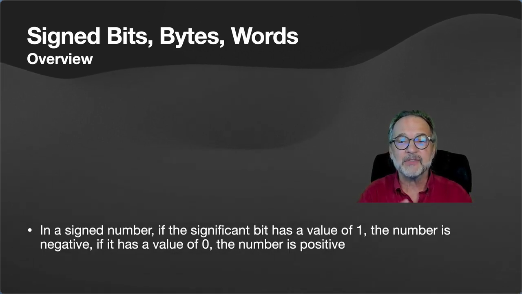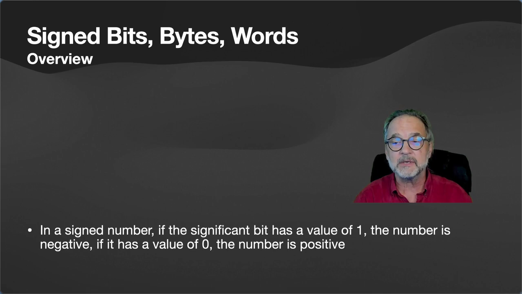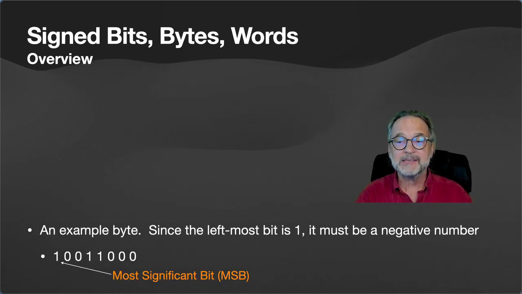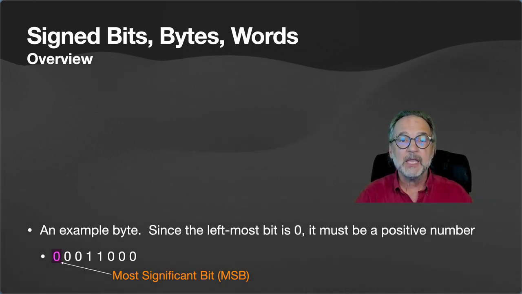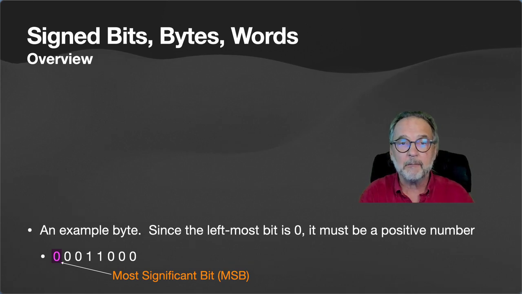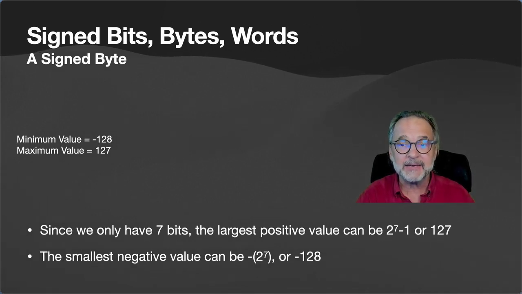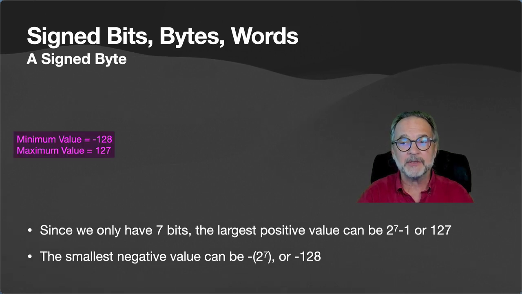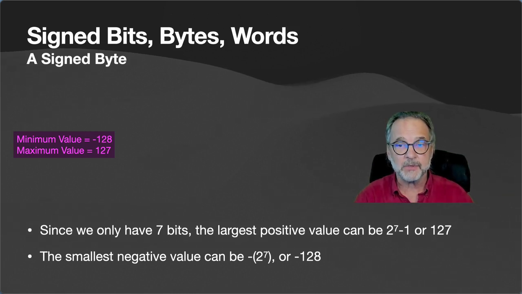So in a signed number, if the most significant bit has a value of 1, as I said earlier, the number is negative. If it has a value of 0, the number is positive. As an example, since the leftmost bit is 1, it must be a negative number in this case. If the most significant bit, the farthest left bit in the byte, is a 0, it must be a positive number. Since we only have 7 bits for a byte, the largest possible value is 2 to the 7th minus 1, or 127. The smallest negative value is negative 2 to the 7th, or minus 128.